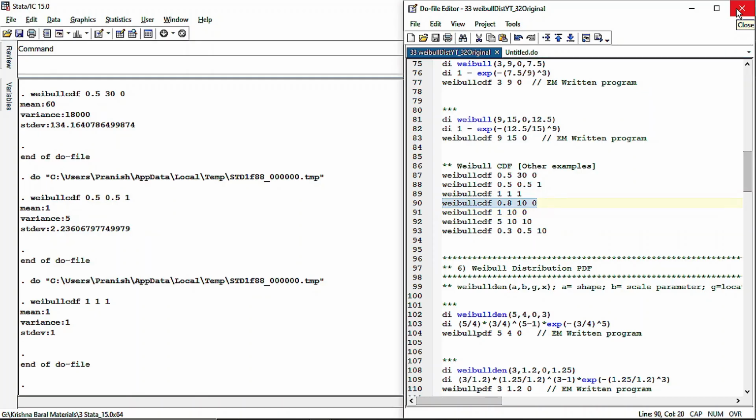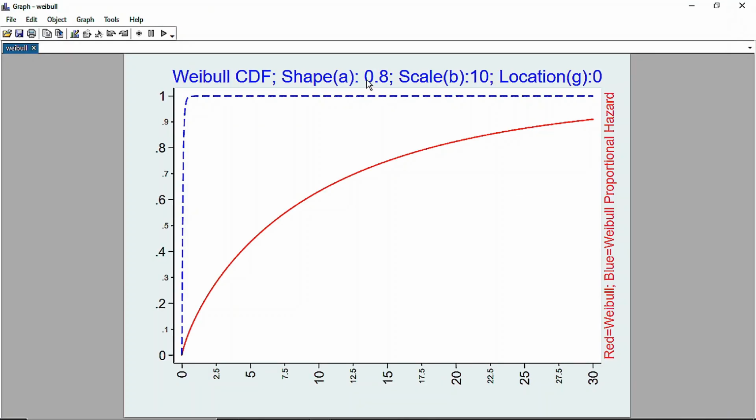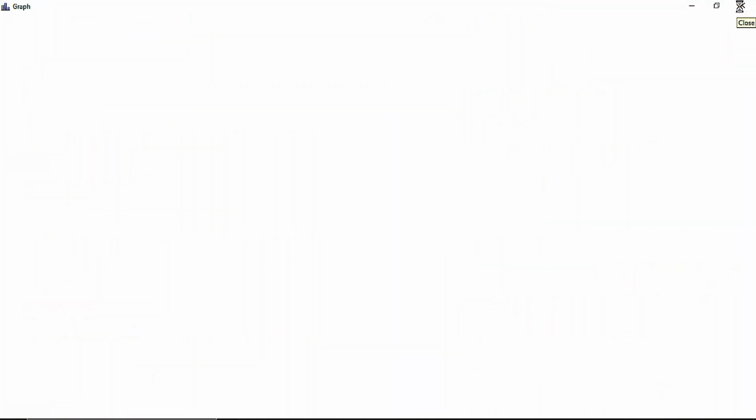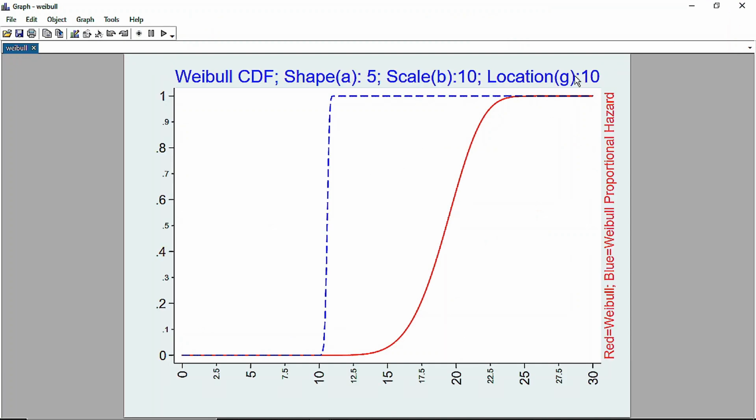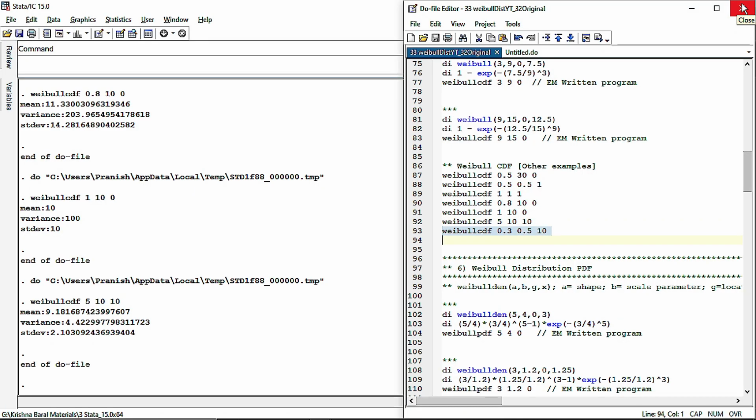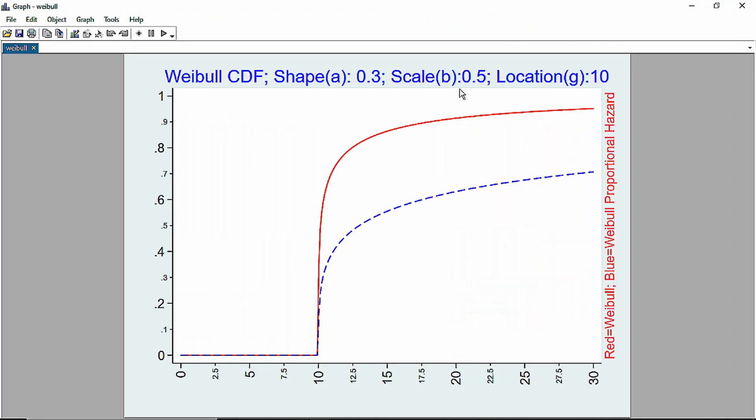And let us see what it looks like for these parameters. Here the shape parameter is 0.8 and scale parameter is 10, location parameter is 0, and for these parameters we get this kind of CDF graph. For a positive location parameter, the graph is shifted towards the right, and we get this kind of CDF graph for the given parameters.